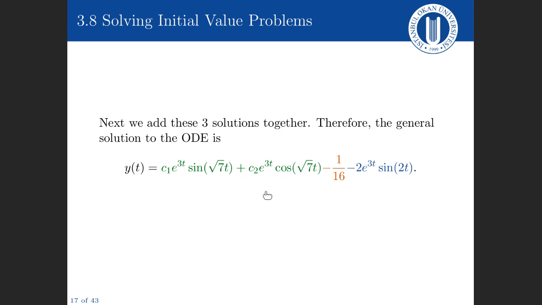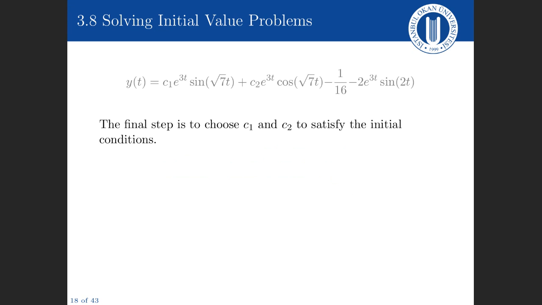In green, I had the general solution to the homogeneous equation. That's the equation with g equal to 0. The orange bit was the equation with g equal to 1. And then this blue part of the function was the last one that we did. Add these functions together, and we have the general solution to the non-homogeneous equation.